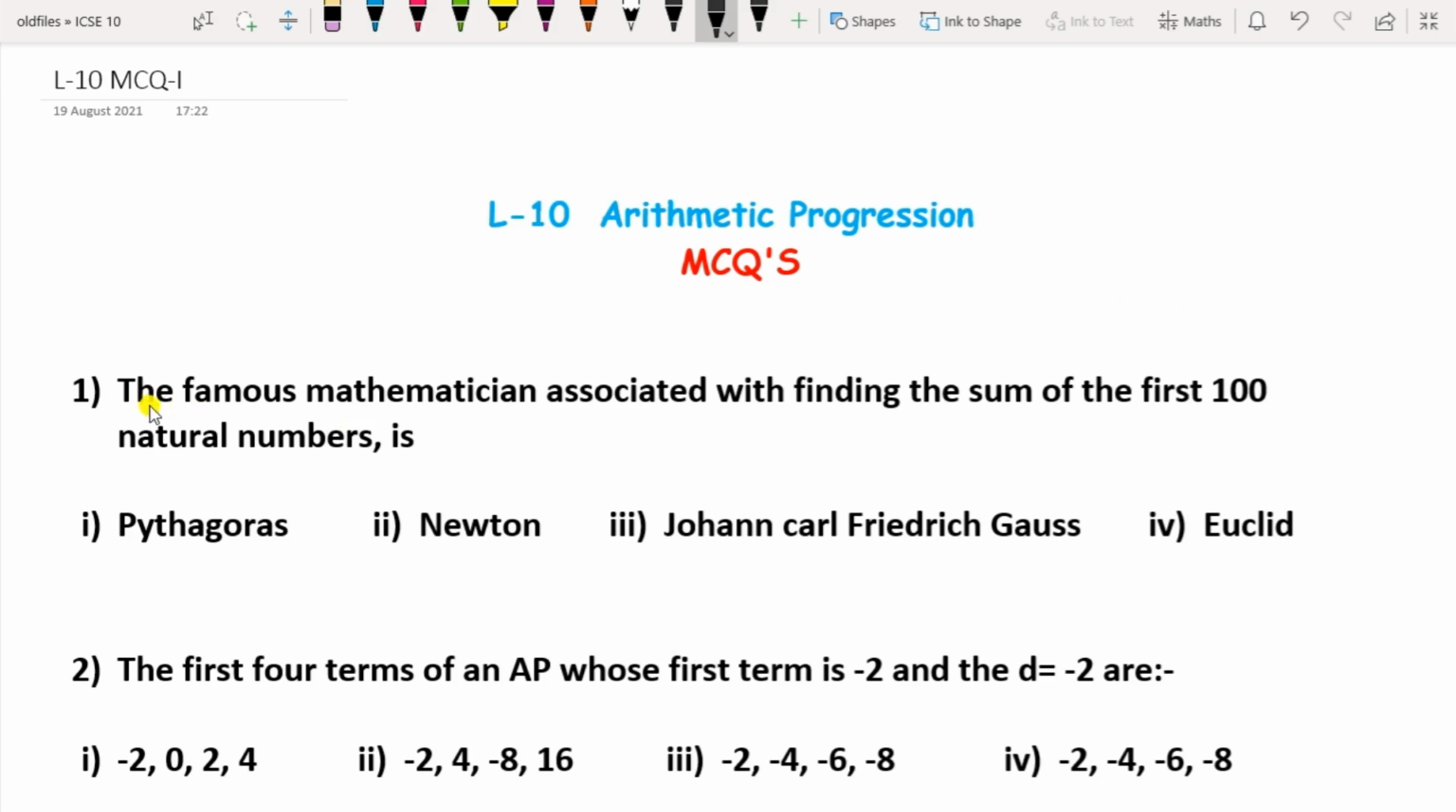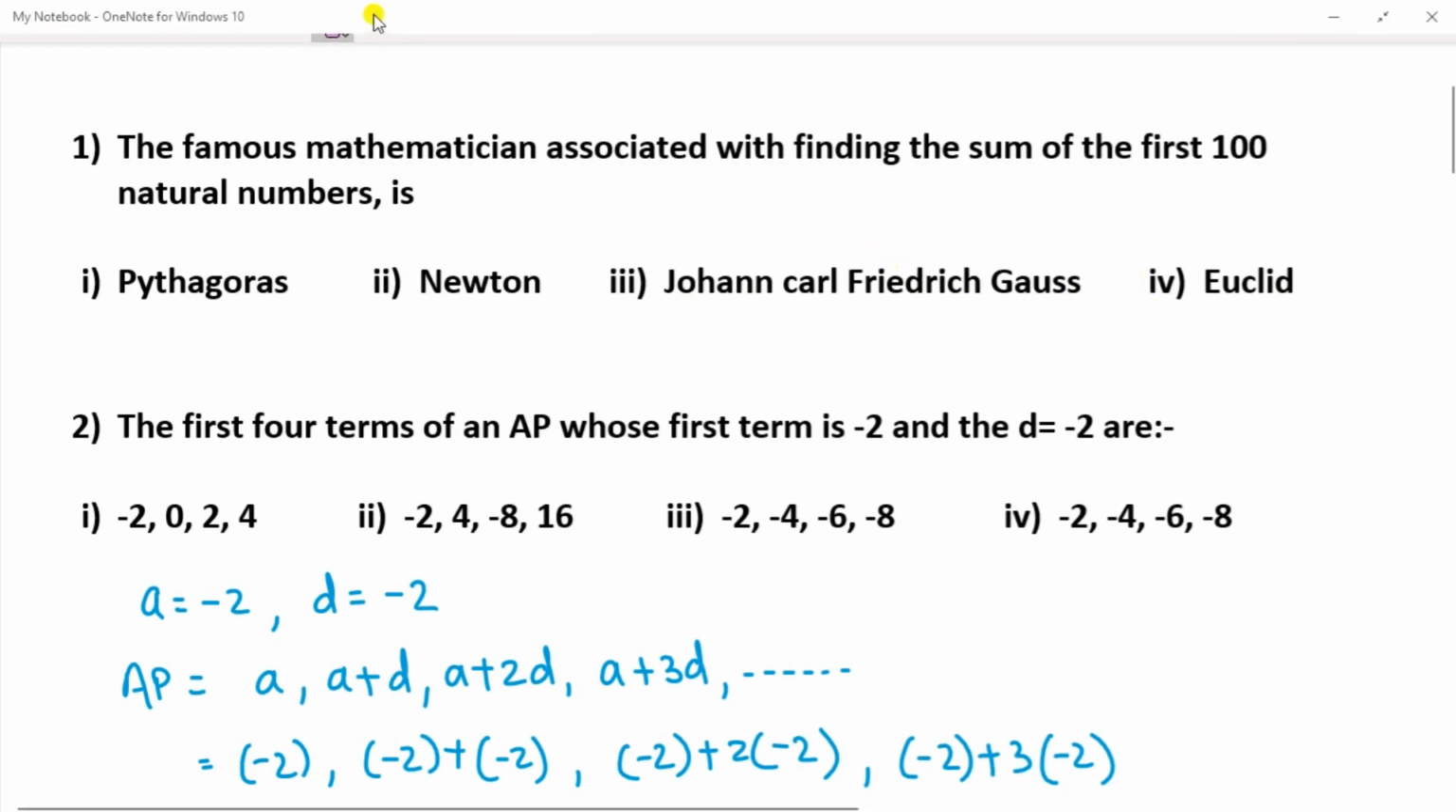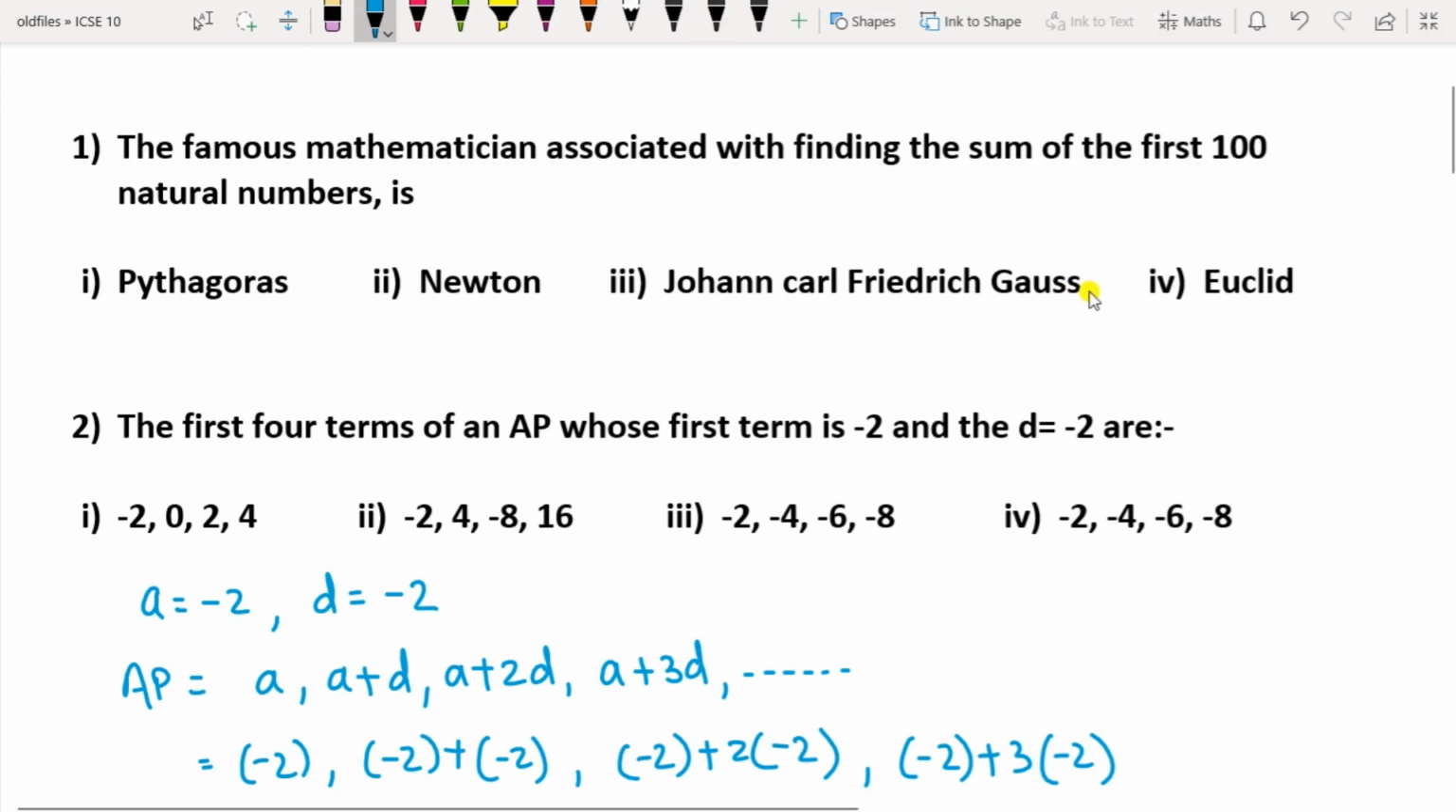MCQs of arithmetic progressions. The famous mathematician associated with finding the sum of the first 100 natural numbers, that is Sn, is: Pythagoras, Newton, John Carl Friedrich Gauss, or Euclid. So the correct option is Gauss. It is not Pythagoras, not Newton, and Euclid is also not there. So Gauss is the correct answer.